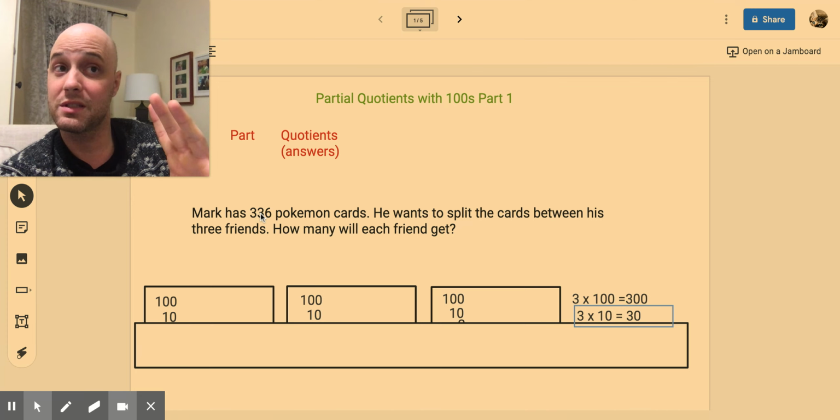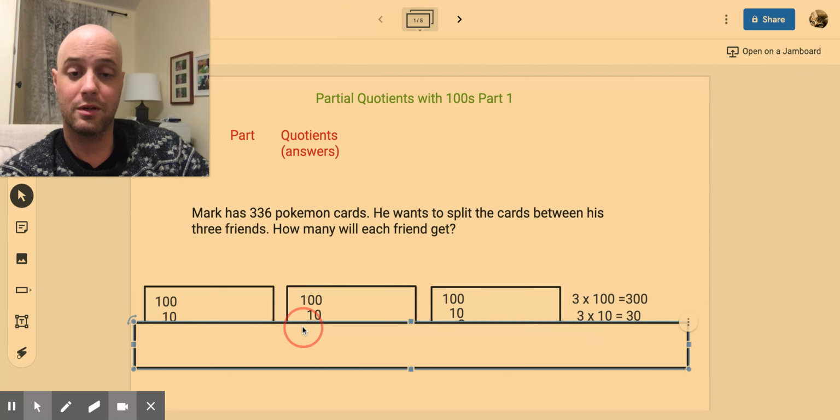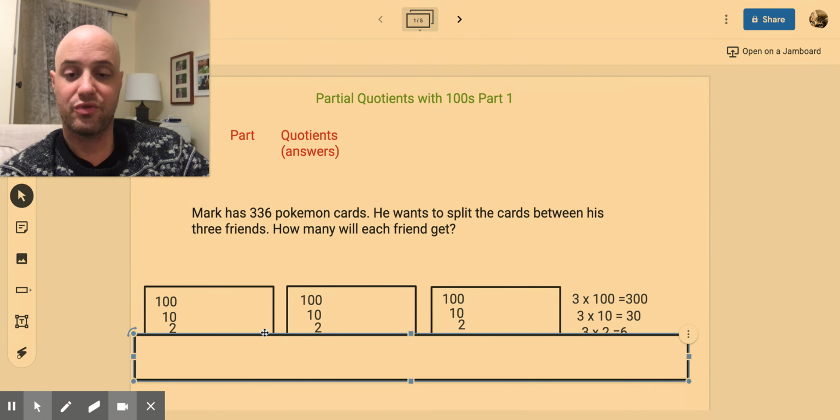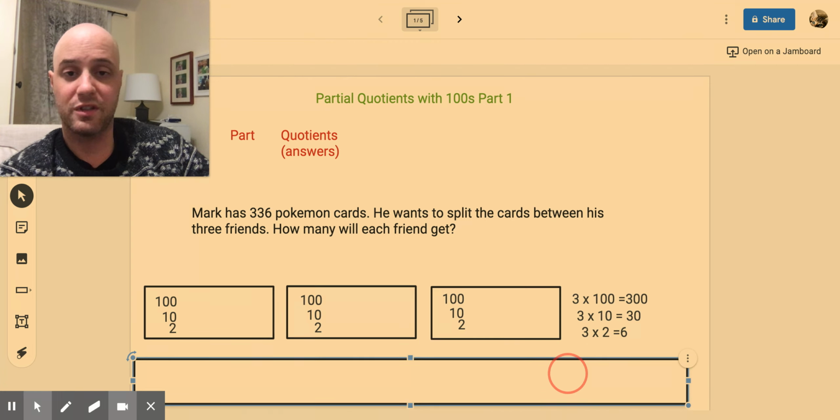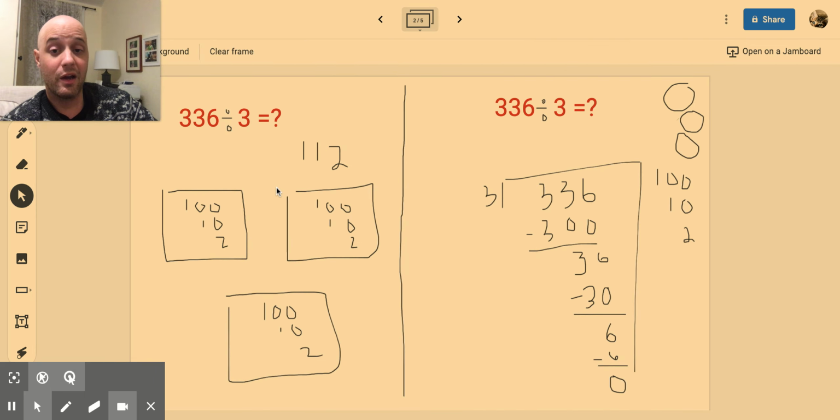How many more cards to divide up? 6 more cards. So if we give each friend 2 cards, 3 times 2 is 6, and now we have divided up all of the cards. Let's look at how we could do that exact same problem using partial quotients.